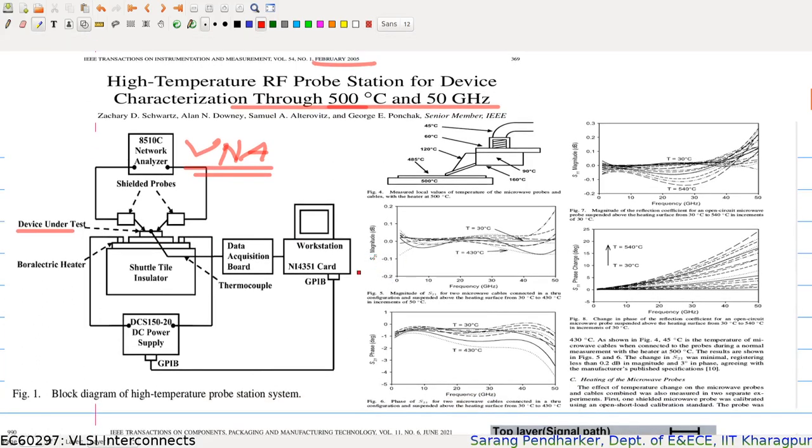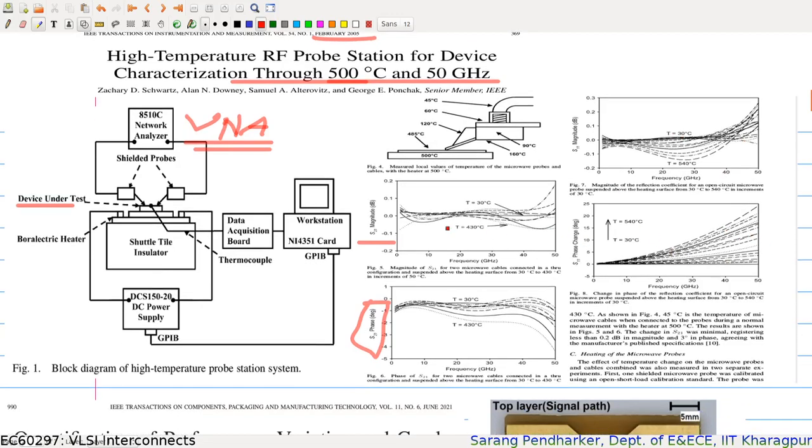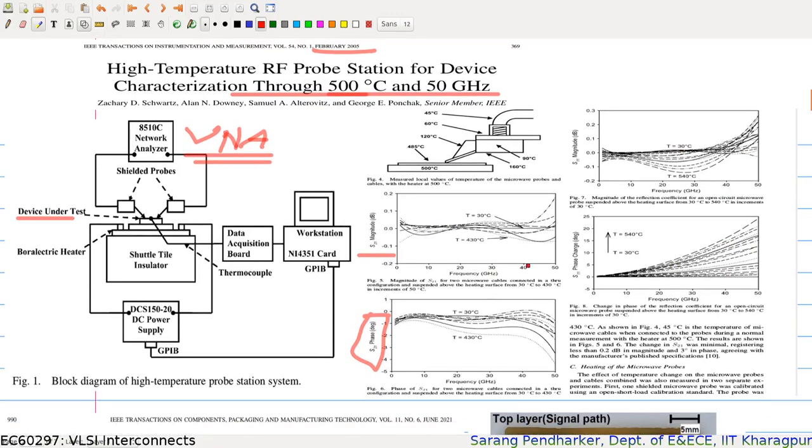So for example, you will be able to measure the S21 magnitude and S21 phase, and similarly S11 magnitude and S11 phase. Here they are showing how the scattering parameter S21, magnitude as well as phase, will vary with the change in temperature. So this is the variation which they have shown in this figure.